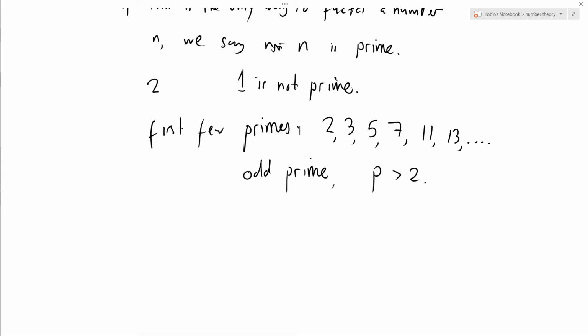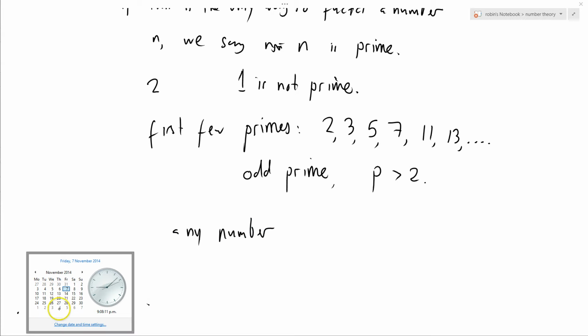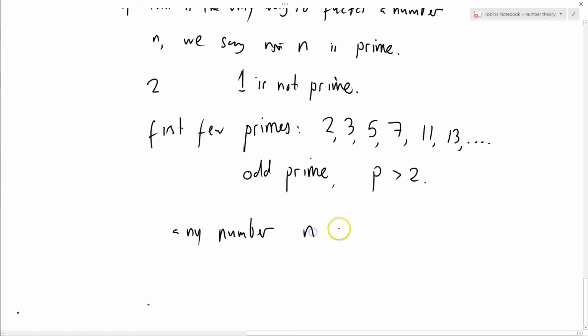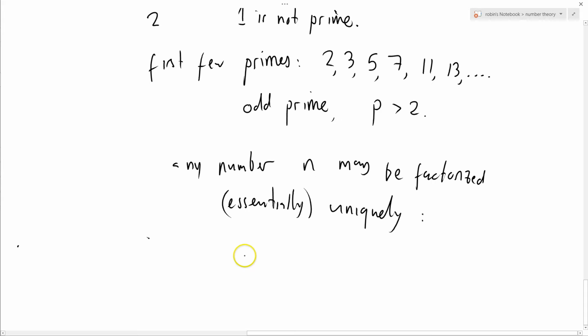It turns out, I won't prove it because it's not tricky exactly, but it's more difficult than you might think, any number n may be factorised essentially uniquely. So if you have n, you're going to write it as p1 to the power a1, p2 to the power a2, up to pn to the power an, where the p's are prime numbers. I won't prove that. It's called the fundamental theorem of arithmetic.